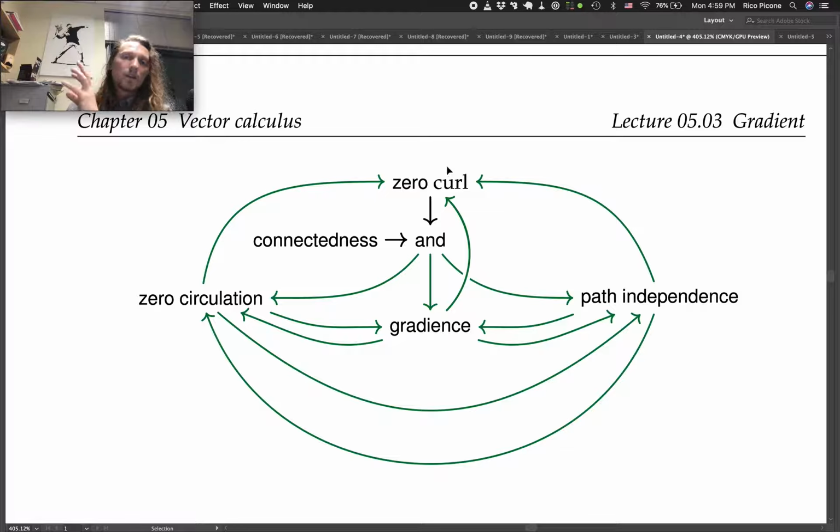Now, zero curl does not imply zero circulation, gradients, or path independence unless there is connectedness as well. So as long as the region over which you are considering it is simply connected, that is, it doesn't have any holes in it. Remember that simple connectedness requires that you take any curve in the region and shrink it down to a point. And if you can do that without leaving the region, you have a simply connected region. So simple connectedness is required to go from zero curl to any of these other three.